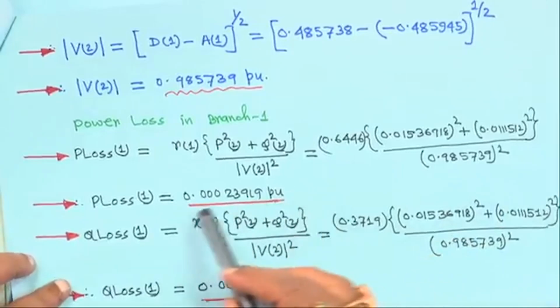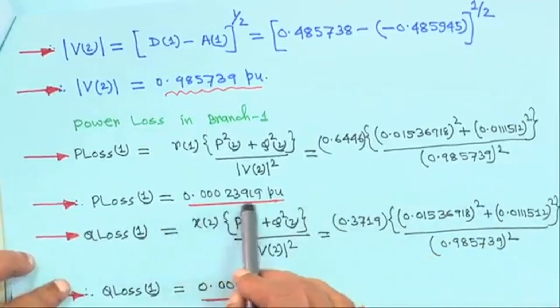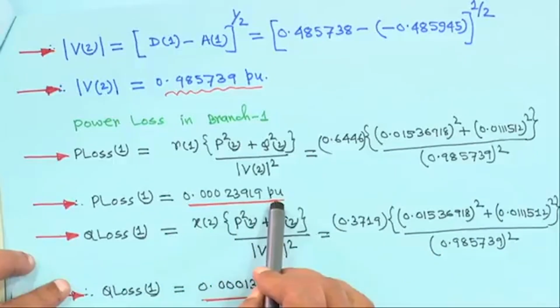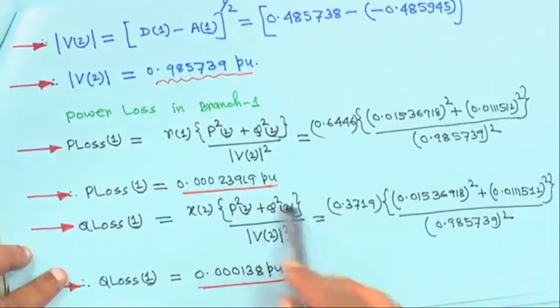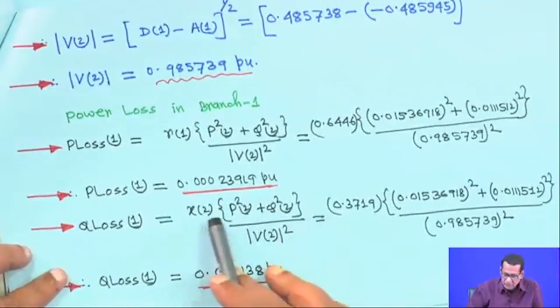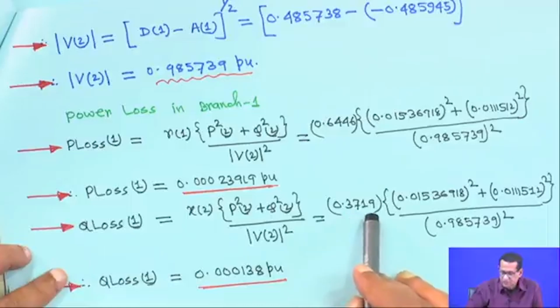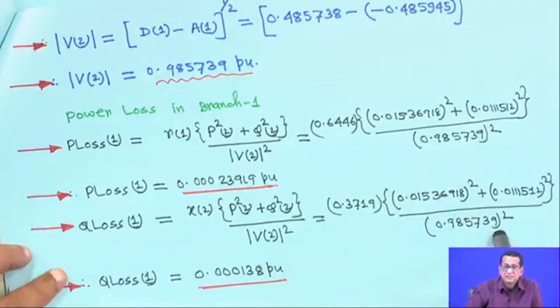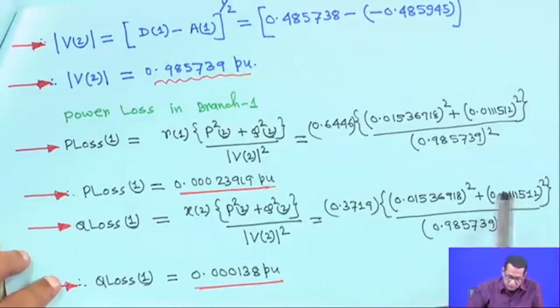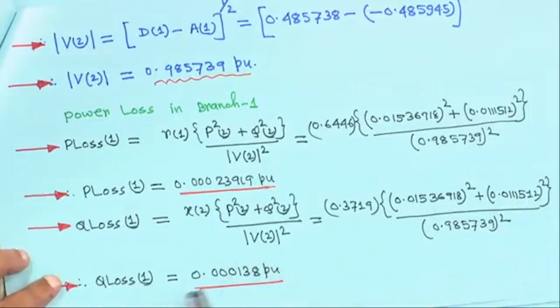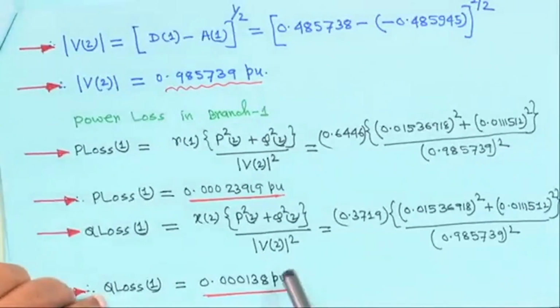So, R1, then substitute new values of P2, new values of Q2 and the new value of this voltage V2, right. If you compute, then P loss 1 will be 0.0002391 per unit. Similarly, Q loss 1 is the same thing, only the X value will be changing, 0.3719 into the same thing, right. So, Q loss 1 will be 0.0000138 per unit. So, this is the loss on branch 1.